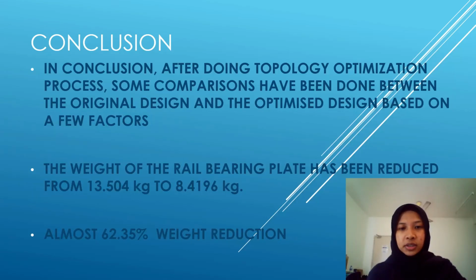In conclusion, in terms of weight, strength, painting time, and design variability, comparisons are done between the original design and the optimized design. The weight of the rail bearing plate has been reduced from 13.504 kg to 8.4196 kg. This is almost a 62.35% weight reduction from its original weight.